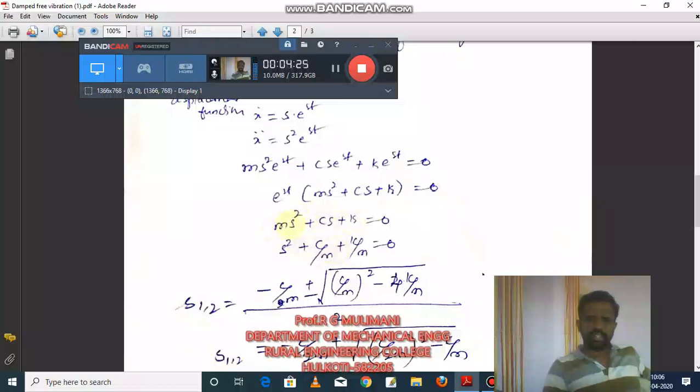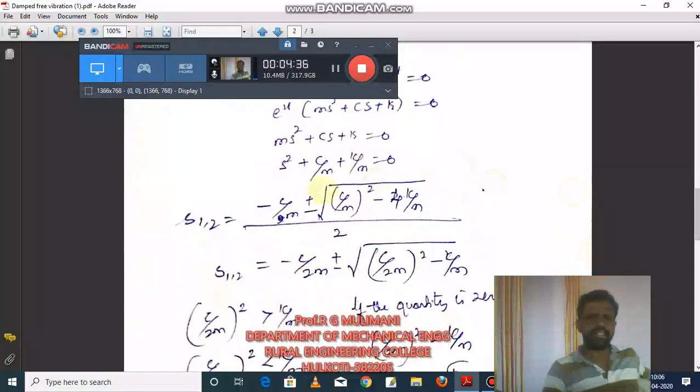Okay, so when it is simplified, we have m s square plus c s plus k equal to 0. This is the quadratic equation. We already know how to find the roots for the quadratic equation, that is by the formula minus b plus or minus square root of b square minus 4ac by 2a.